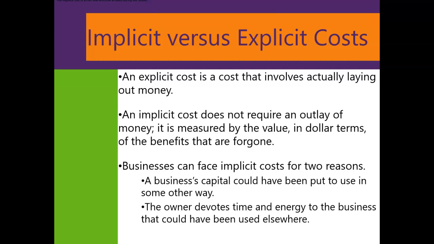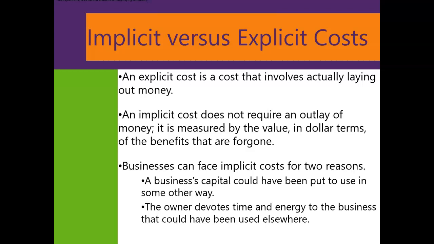If I'm a bakery, I might have to pay rent. I might have to pay certain bills for using electricity, right? That's an explicit cost. At the end of the month, all of those checks that get sent to different services that help me out as a business, those are explicit costs.